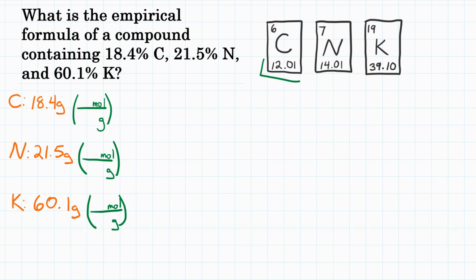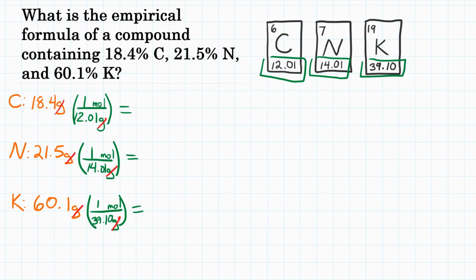For carbon, 12.01 grams is 1 mole. For nitrogen, 14.01 grams is 1 mole. And for potassium, 39.10 grams is 1 mole. So we have our problem set up. Our units are going to cancel. All of our grams will go away, and we will be left with moles.